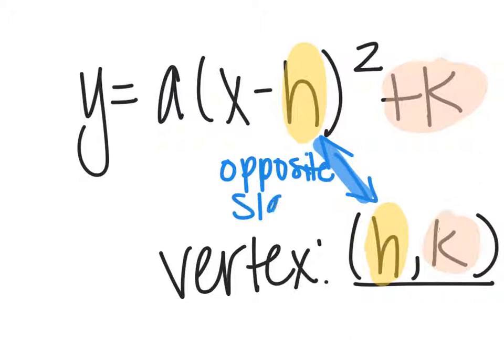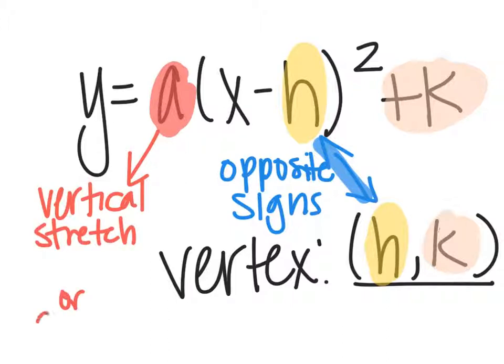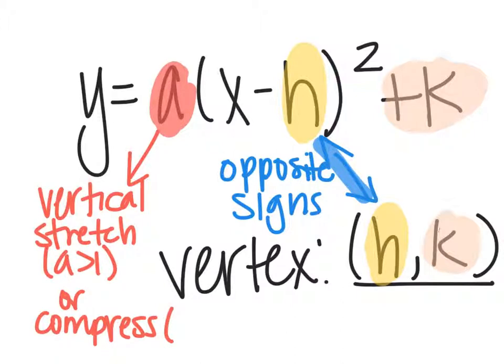They're always opposite signs. And lastly, don't forget that the number in front, our coefficient here, this a value, is going to determine our vertical stretches or compressions, because it's outside the parentheses. It's going to determine if the graph is going to stretch or compress. Remember, it stretches if a is greater than 1, and it compresses if a is between 0 and 1.